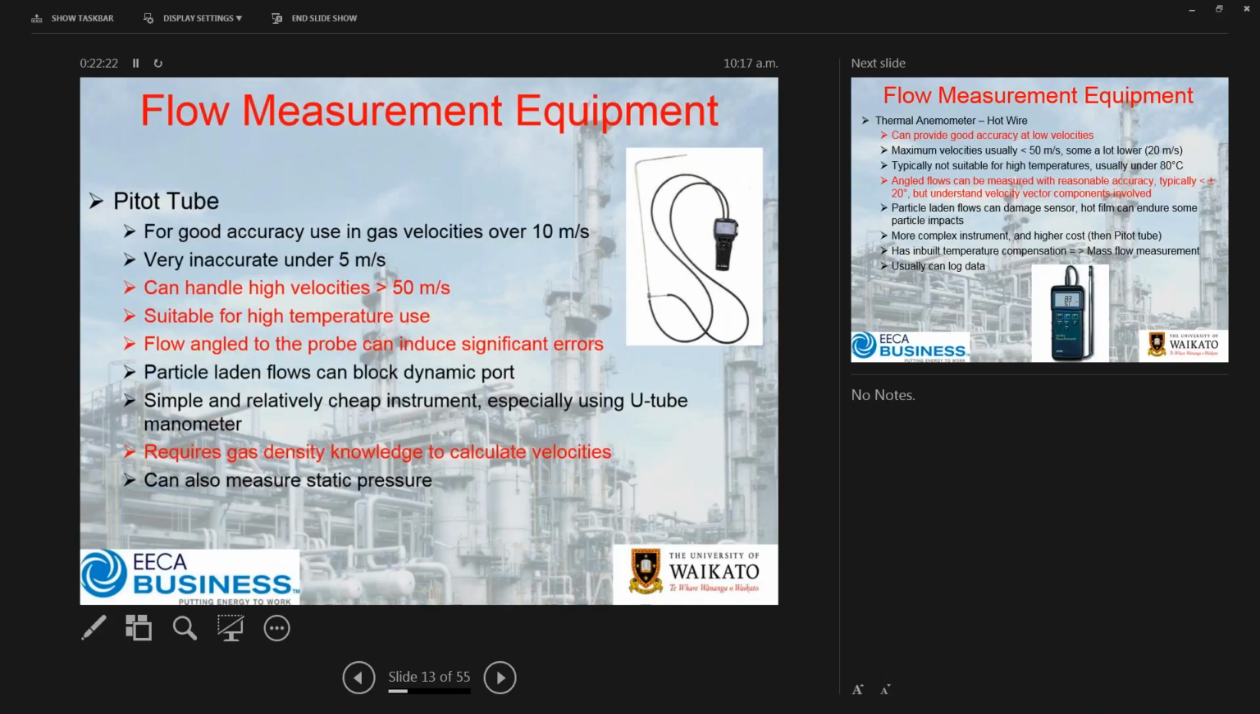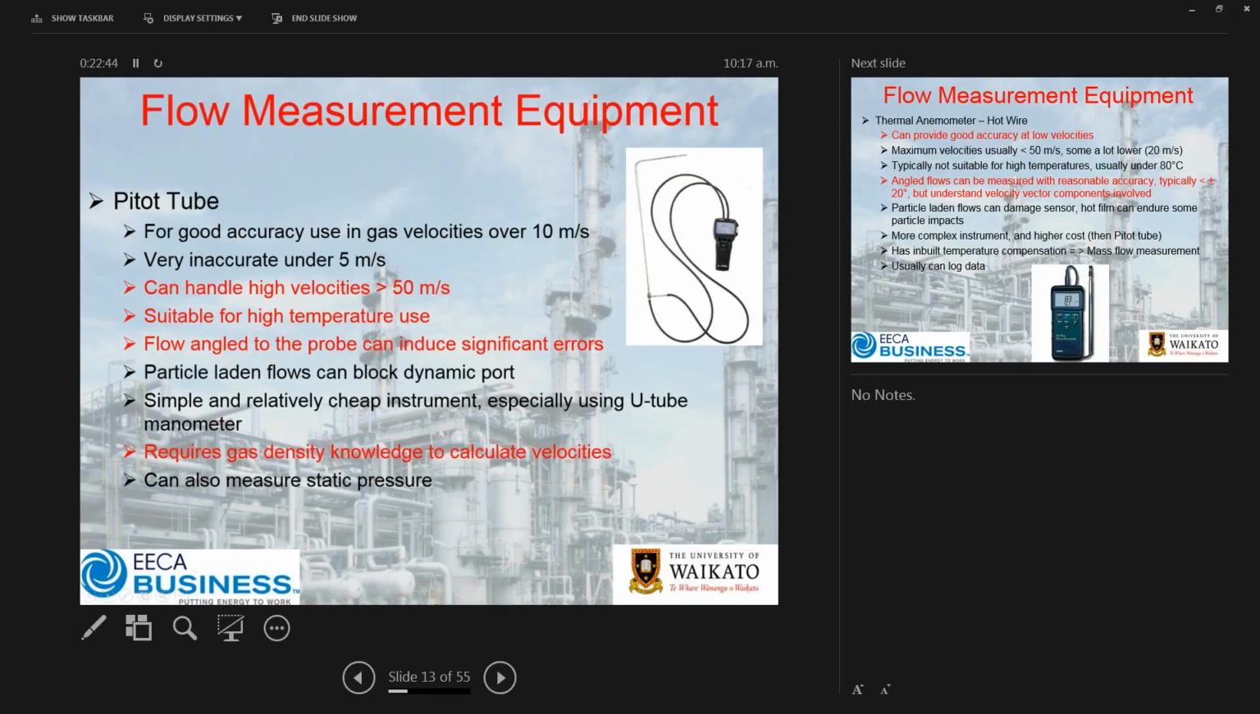Now, just as a quick review today, once again, if we look at flow measurement, there's a couple of different pieces of equipment that we might like to use. And this is, first of all, the pitot tube, and just a couple of key points here. It can be useful for high velocities, not very good for low velocities, useful obviously for high temperatures. However, you need to be very careful if the pitot tube isn't aligned with the flow.